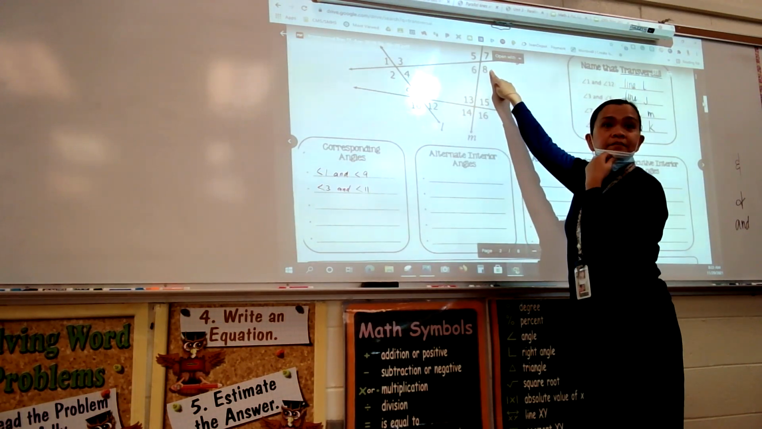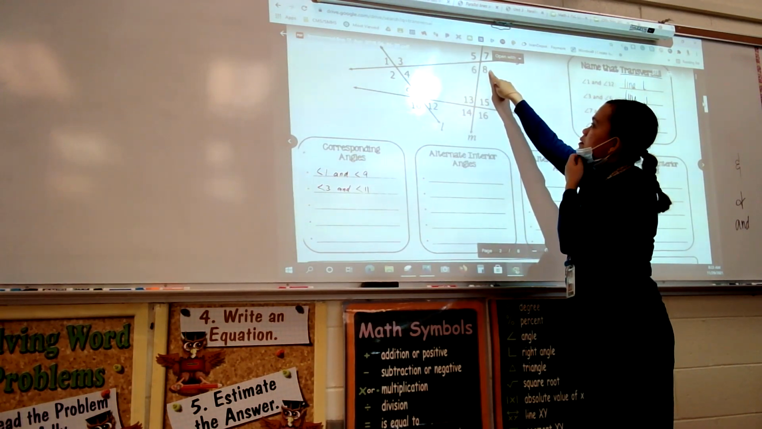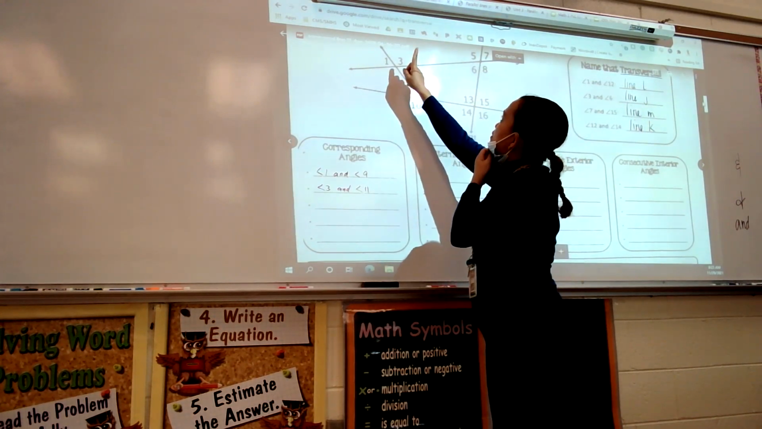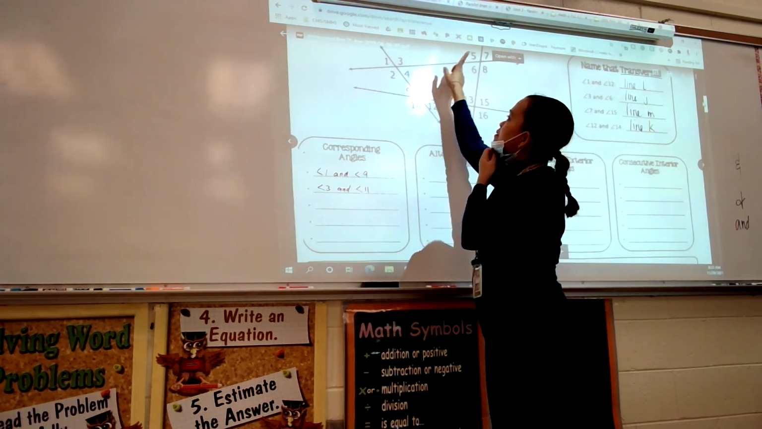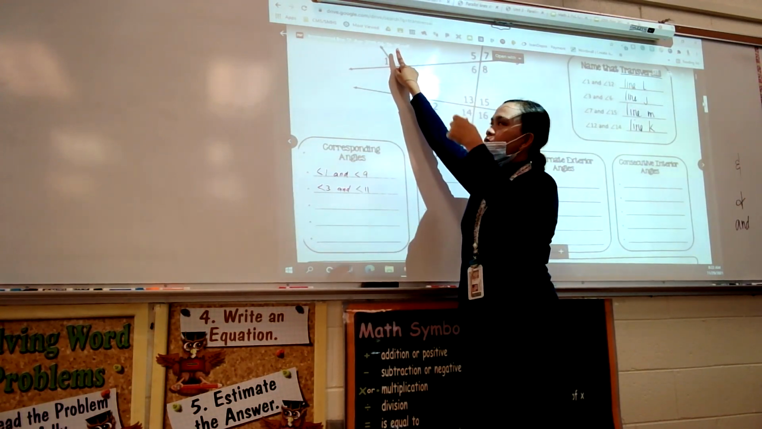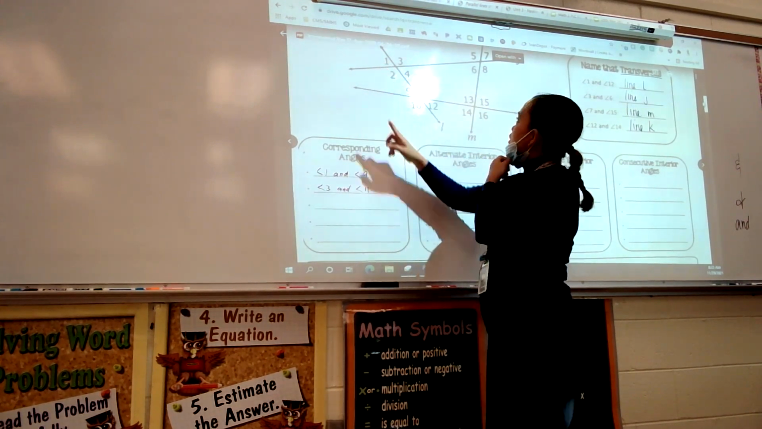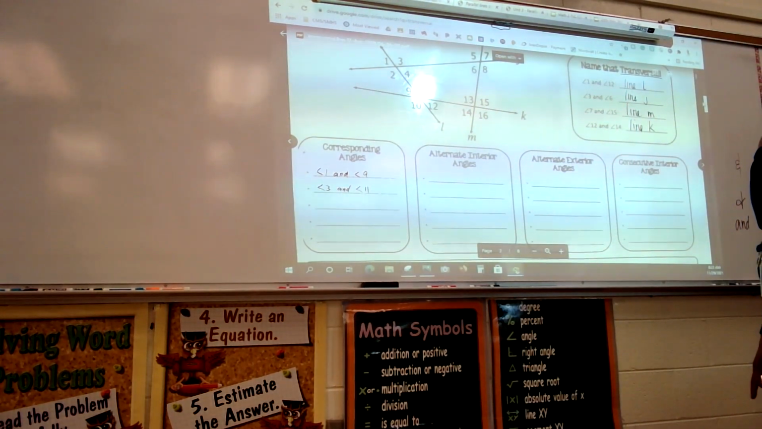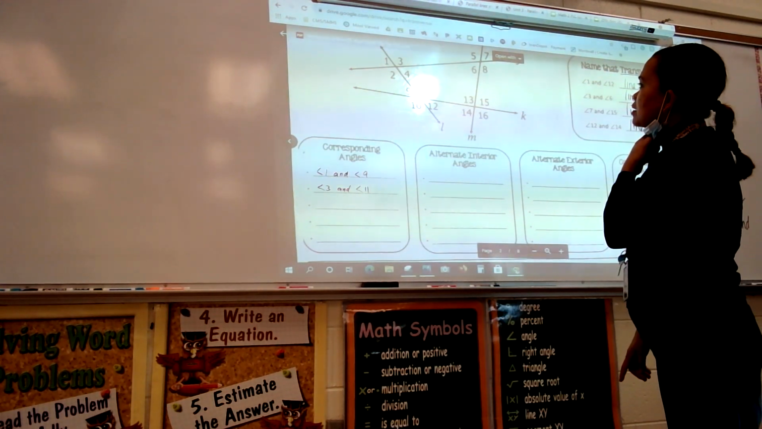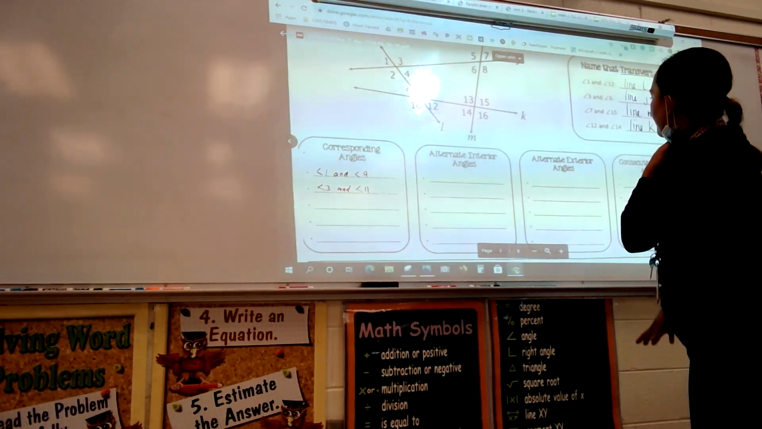Alternate exterior for 8. 11. 8 and exterior. 1. Correct. Who said 1? Marlon. Is there any other one? Is there any more for 8? I don't think so. I think I mentioned everything. I think it is. Yeah.